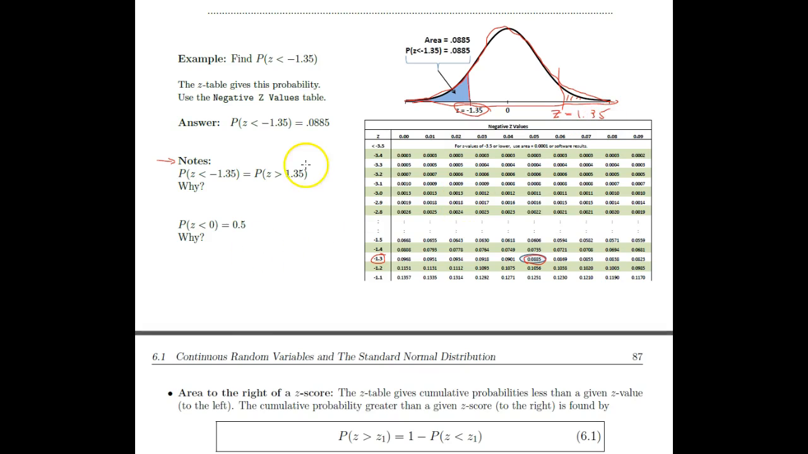Why are these two things equal? Why is this equal to this? Well, it has to do with the fact that the curve is symmetric, and that's exactly why. Okay? And another little note here. The probability of z being less than 0 equals 0.5. If you look that up in the table, if you look up 0.0, you'll find the answer is 0.5. Why is that the case? Think about that.